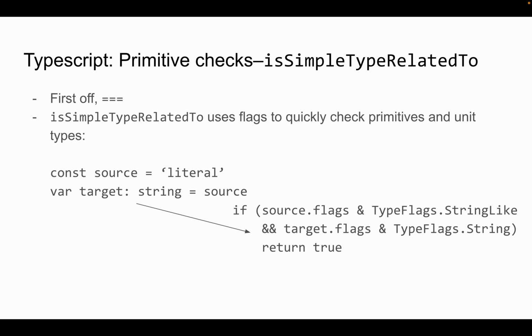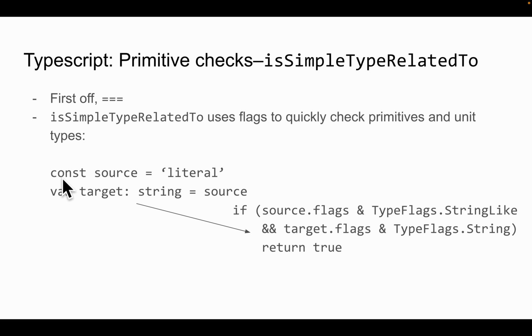The first actual set of checks is simple type related to. First off, you use triple equal. Same as before, you just check for identity. That's always the first fast path. And then you use flags after that to quickly check primitives and unit types. Primitives are things like string, number, boolean. And unit types are things like string literals, number literals, boolean literals, but also enums and symbols.